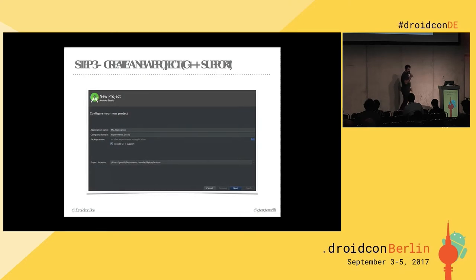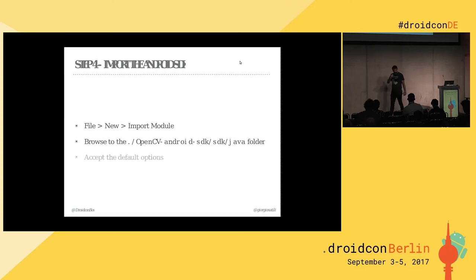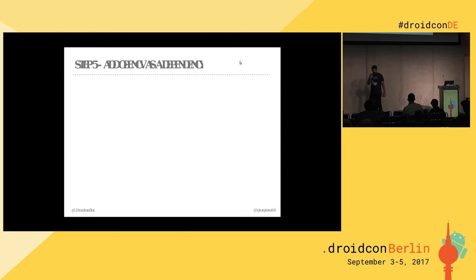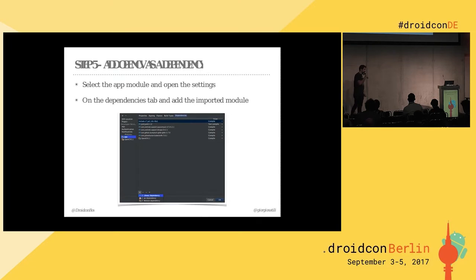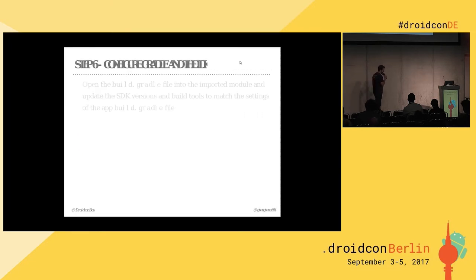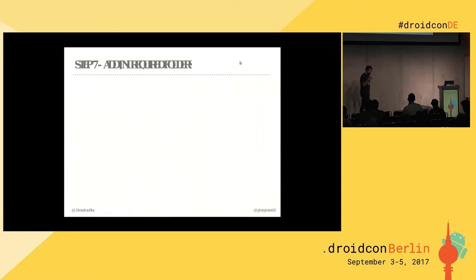You start to create a new project. You include the C++ support. You import a new module pointing to the OpenCV Android SDK Java folder, and you accept the default options. At this point, you select the module and you specify that you want to compile it in your application. Once you have done this, be sure that the Gradle file that is contained in the OpenCV SDK and in your app match. What I mean is that the SDK that you want to compile for and be compatible with has to be the same.